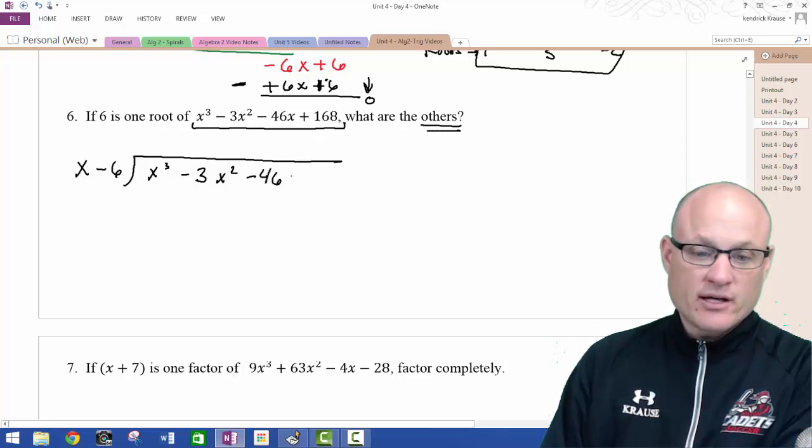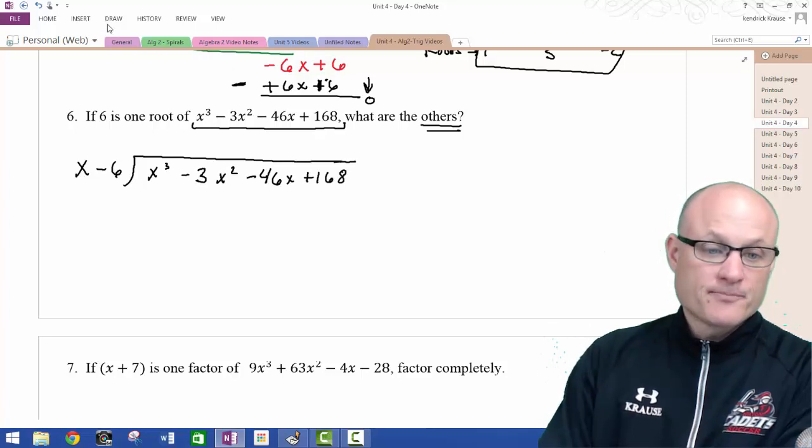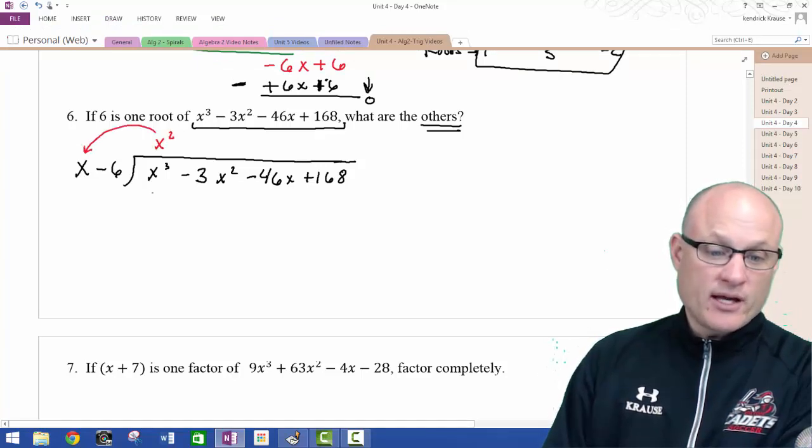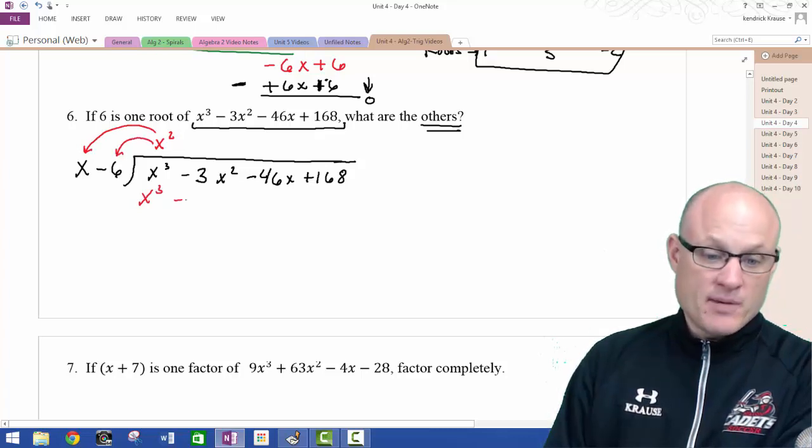Minus 46x and then plus 168. Oh my God, such huge, humongous numbers. Let's get going. X times x squared is x cubed. So x times x squared is x cubed. X times minus 6 is minus 6x.